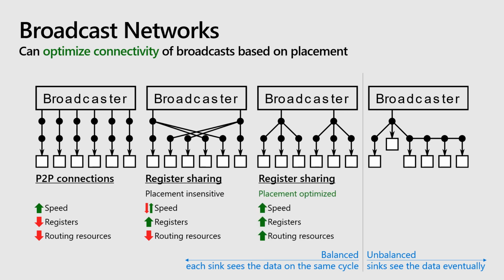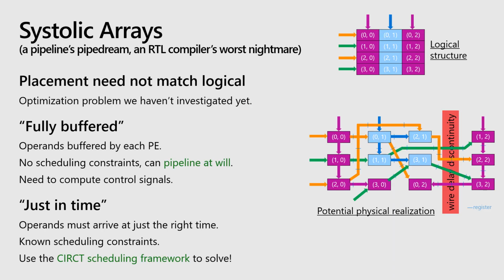We could also, if we know the placements, optimize the connectivity based on those placements. So we get pretty good speed, pretty good register utilization, and pretty minimal routing resource usage. If we're extra lucky and the destinations don't particularly care when they see the data, we can do the systolic thing. Great speed, great register use, great routing resource use. So in terms of optimization, systolic arrays are like a target-rich environment.